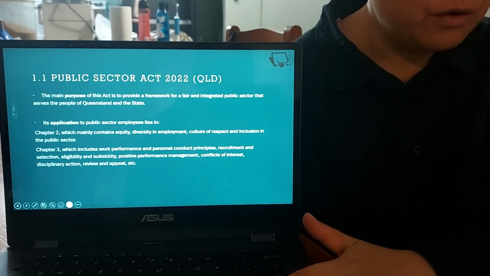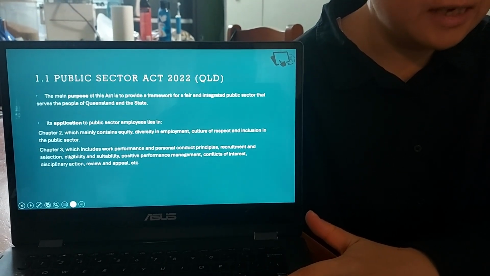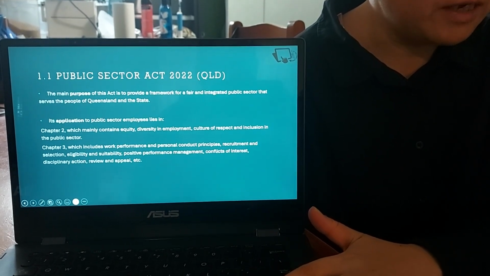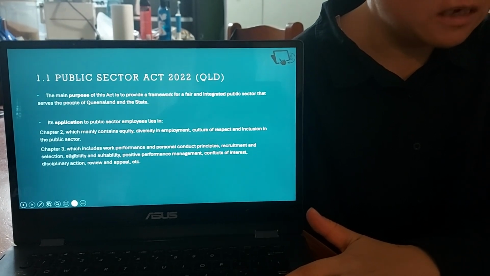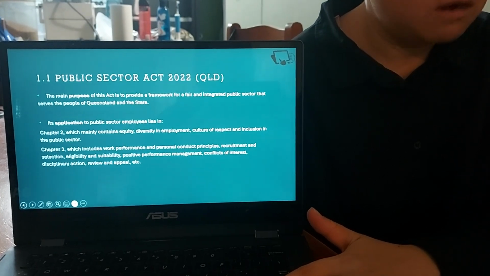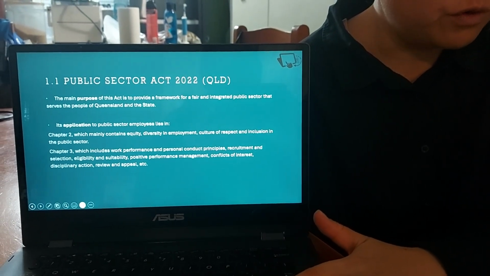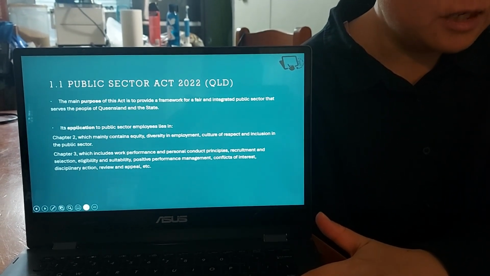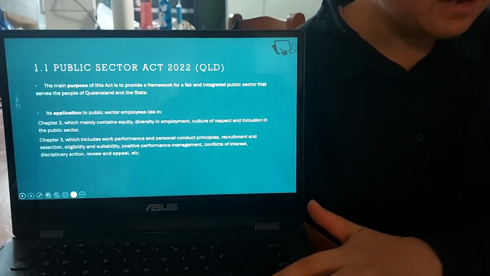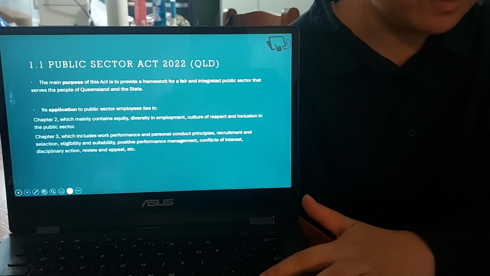It's related to the Queensland Public Sector Inclusion and Diversity Strategy, which we'll mention later, and Chapter 3, which comprises work performance and personal conduct principles, recruitment and selection, eligibility and suitability, positive performance management, conflicts of interest, disciplinary action, review and appeal, etc.